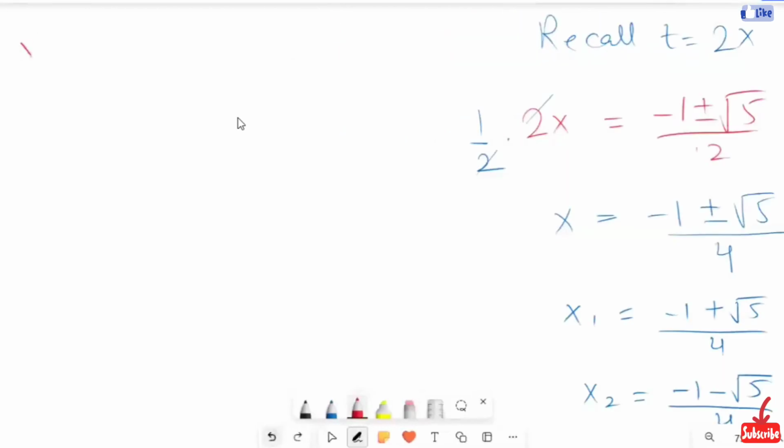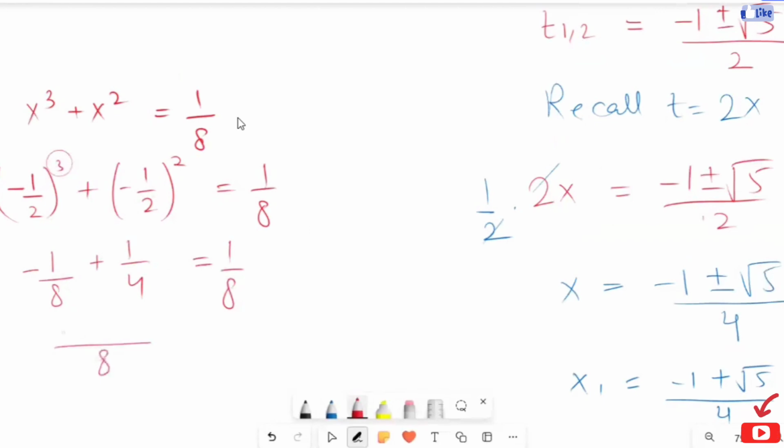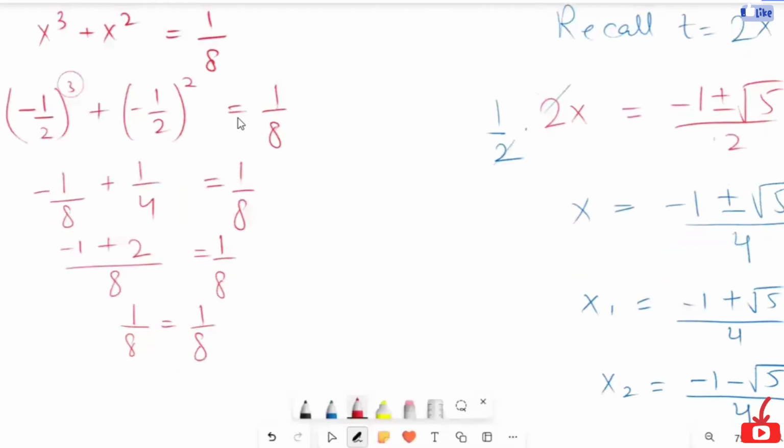Now I'm going to verify my answer by plugging in the value of x. x cubed plus x squared is equal to 1 over 8. So our x cubed value is negative 1 over 8, plus the square, which is 1 over 4. So here, negative 1 over 8 plus 1 over 4 is equal to 1 over 8. Then on the left side, negative 1 plus 2 is equal to 1 over 8. So 1 over 8 is equal to 1 over 8. So here the left hand side is equal to the right hand side. So the value of x we found is absolutely correct.